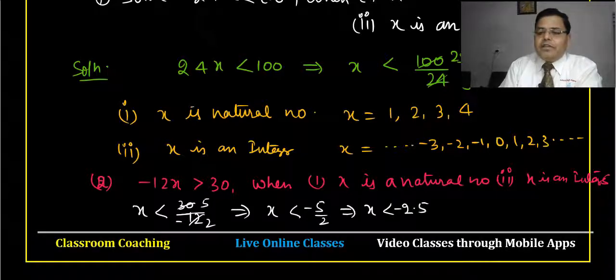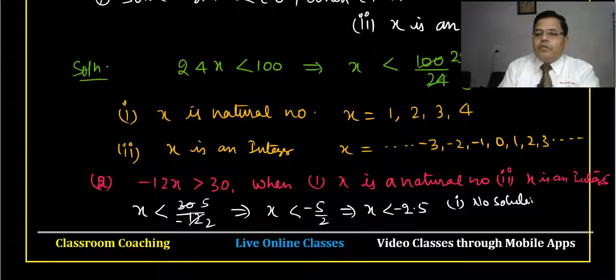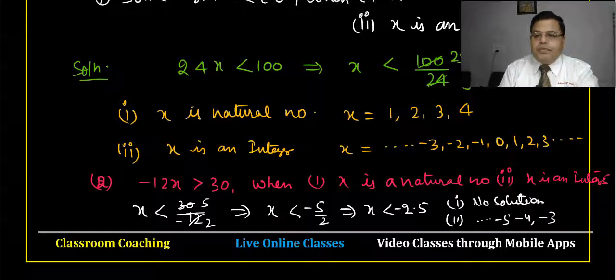So less than minus 2.5, there is no natural number. So for the first question, there is no solution. For the second part, less than minus 2.5 and an integer: it can be minus 3, minus 4, minus 5, and so on. So that will be the solution. I hope you got it, right?